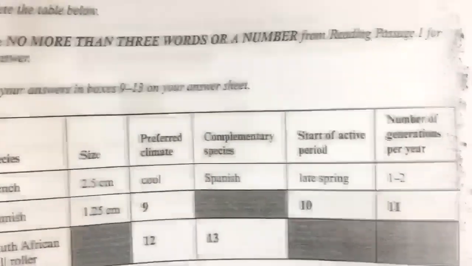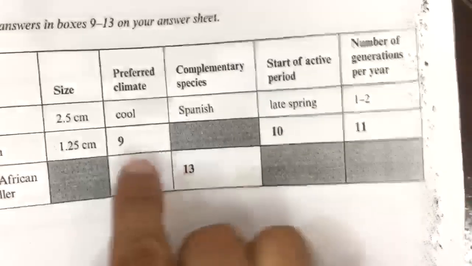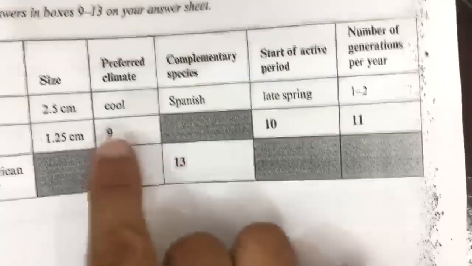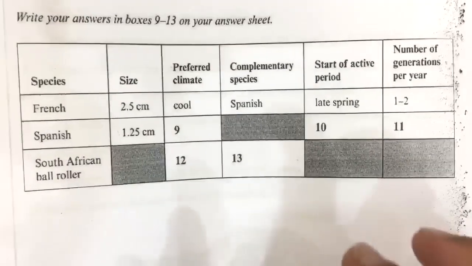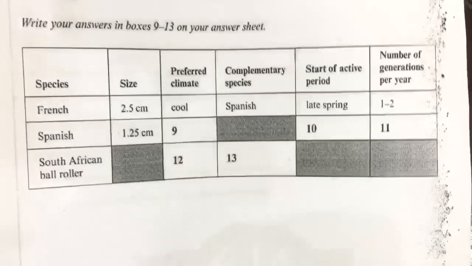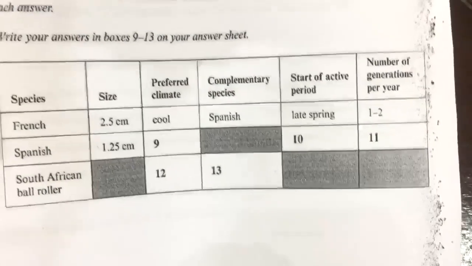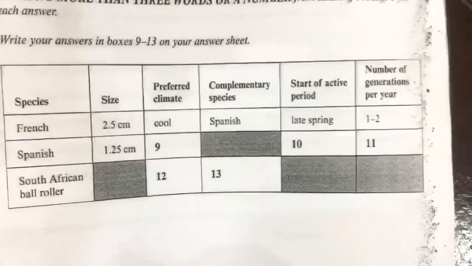Here is a table completion. We are given a table and we have questions 9 to 13. We are supposed to complete that table and we will be able to find out the answer from the passage. I'll teach you techniques later on how to find out the answer of each type of question.